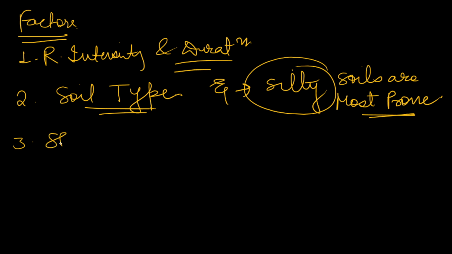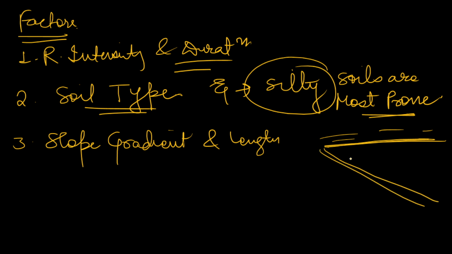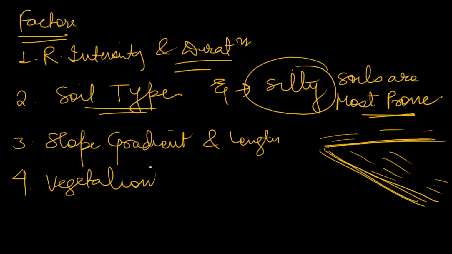Then obviously slope gradient and length will be a factor. Suppose this is a plane slope or horizontal slope. Obviously, the flow of water will be slow, but if you make the slope like this, the gradient increases. Then the speed of flow of water will increase, leading to more erosion. Vegetation cover obviously is a main factor, because the roots of vegetation bind the soils together, and if there is no vegetation cover, if the soil is bare, there will be a high impact of erosion.